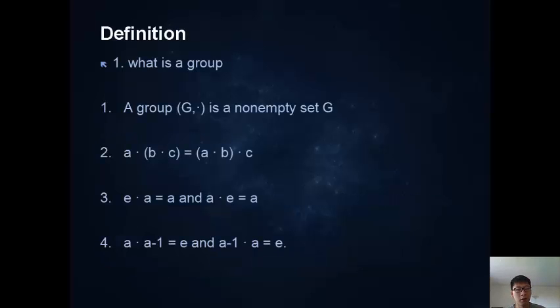Then, what is a group? To know what a group is, we first need to know the definition of a group. There are four requirements, or you can say four conditions, for being a group. The first one is that a group G is a non-empty set G. It means the set G is not empty, there must be something in the set. This is the first thing we need to prove.